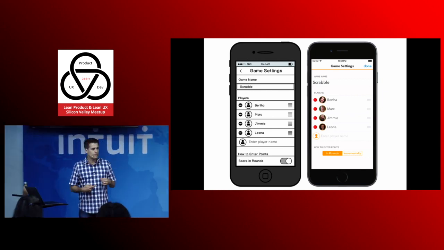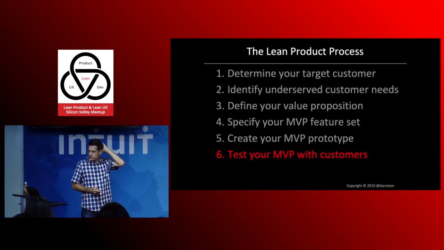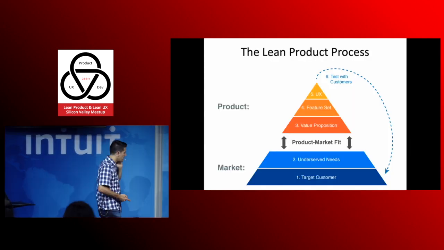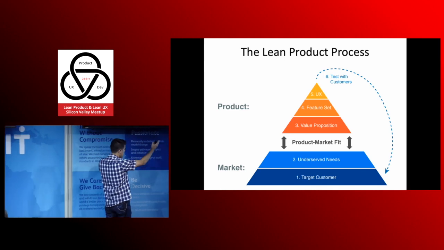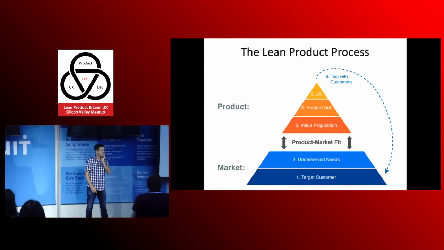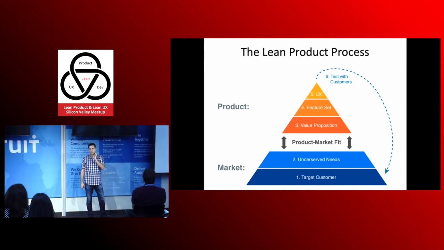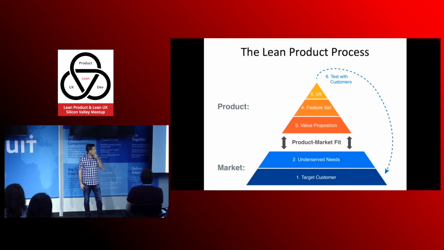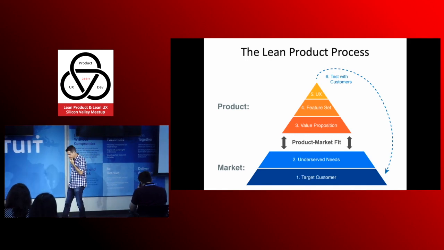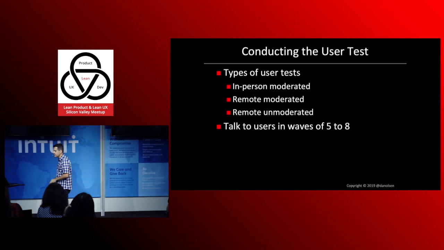All right, so let's assume we've got our nice, shiny InVision prototype, and we're ready to go talk with customers, right? Just to tie it back, we've gone all the way through the pyramid. We just finished step 5. We have a shiny prototype that represents all our MVP and our value prop, and we're ready to test with customers. There are 3 different types of tests you can do with customers.